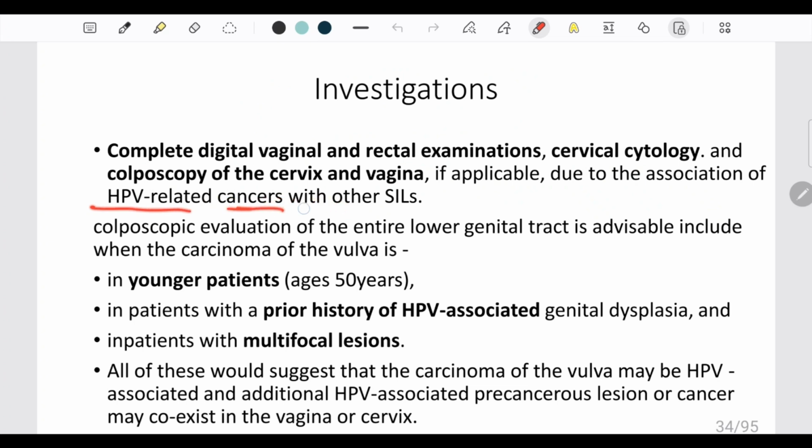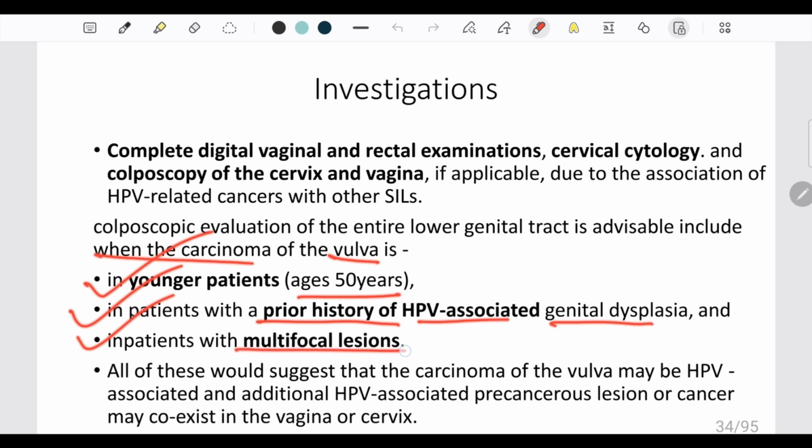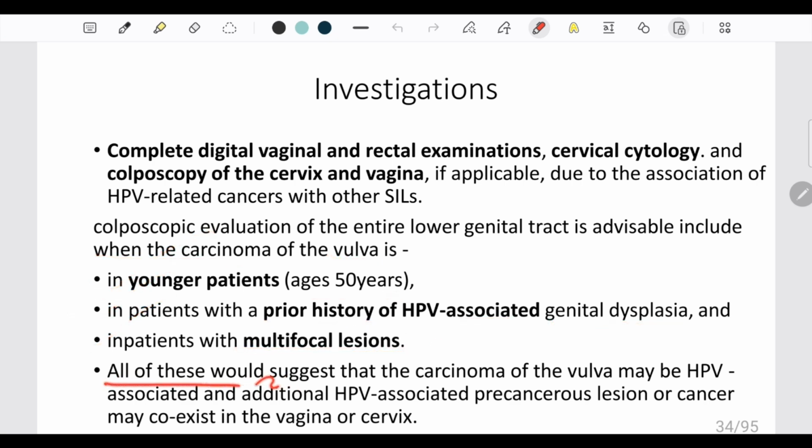HPV related cancer or SIL can occur in those locations. So colposcopic evaluation of the entire lower genital tract is advisable when the carcinoma of the vulva is in a younger patient, that is less than 50 years of age, in a patient with prior history of HPV associated genital dysplasia, or in a patient with multifocal lesion. All of these would suggest that carcinoma of the vulva may be HPV associated and additional HPV associated precancerous lesion or cancer may coexist in the vagina or cervix.